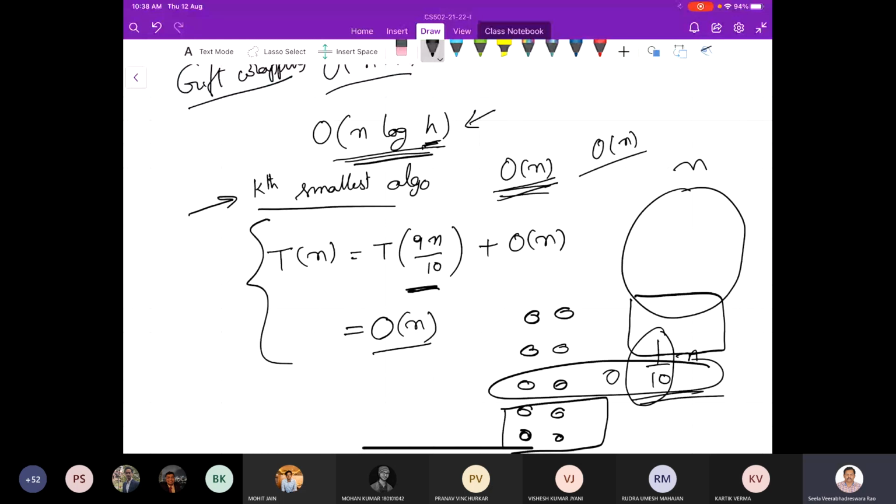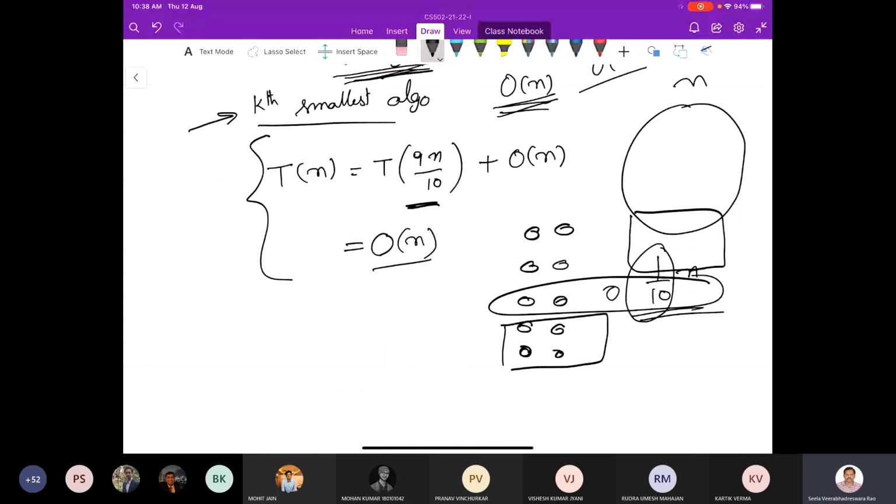And there is another algorithm, called an output-sensitive algorithm, by Timothy Chan. That algorithm also takes order n log h, but this is a very simple algorithm. And this algorithm can also be extended to 3D.